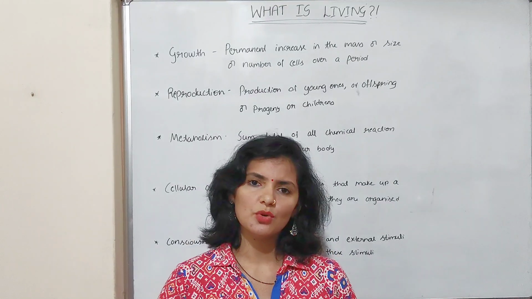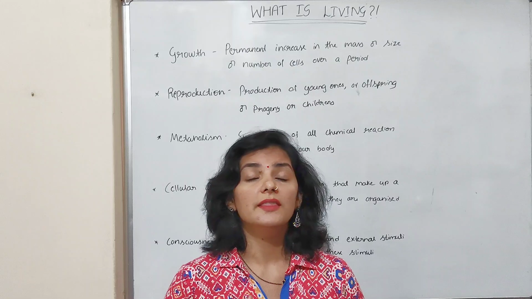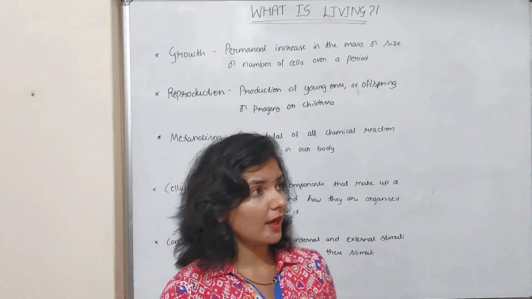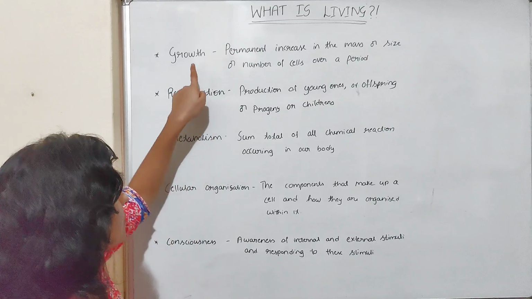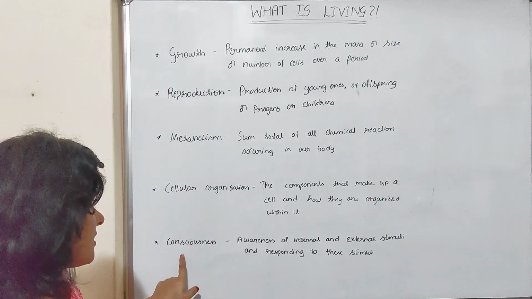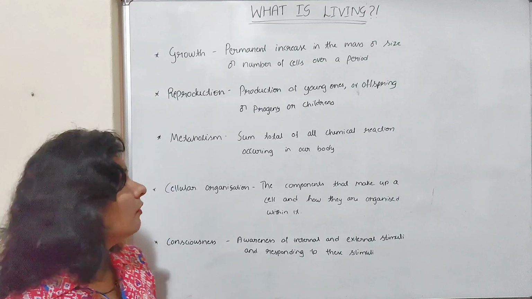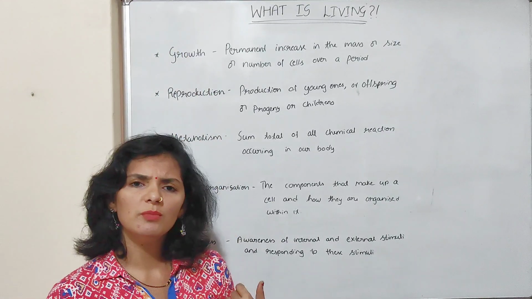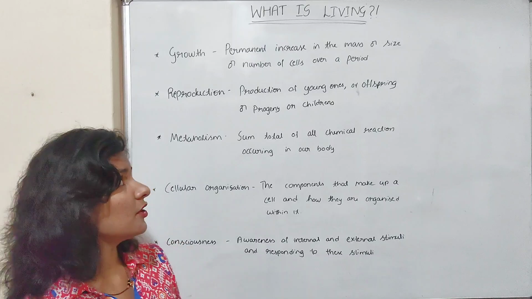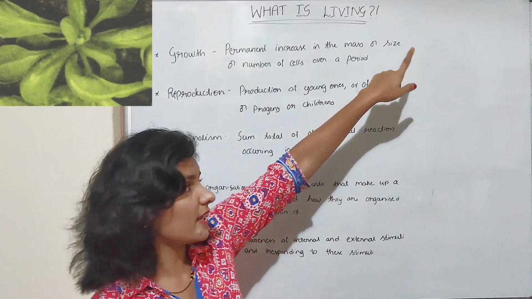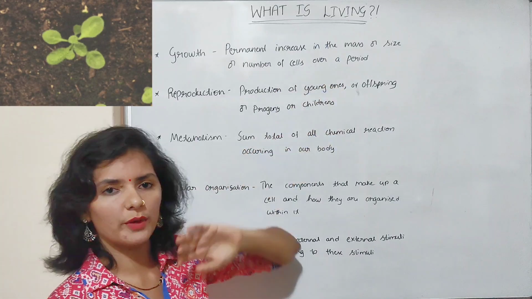Living organisms show a variety of characters. Out of that, some of the important characters include growth, reproduction, metabolism, cellular organization and consciousness. We'll discuss these characters one by one. First one is growth. What do you mean by growth? According to the definition, growth means permanent increase in the mass or size or number of cells over a period.